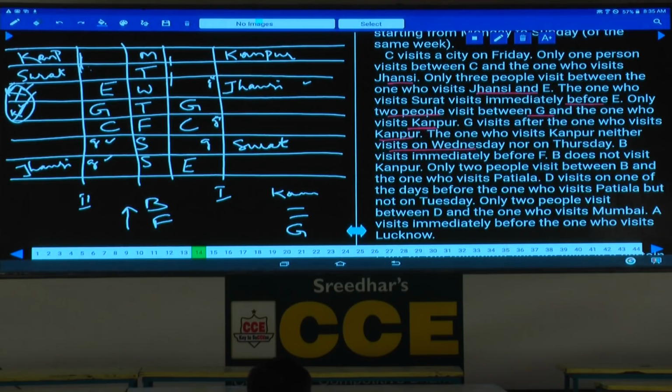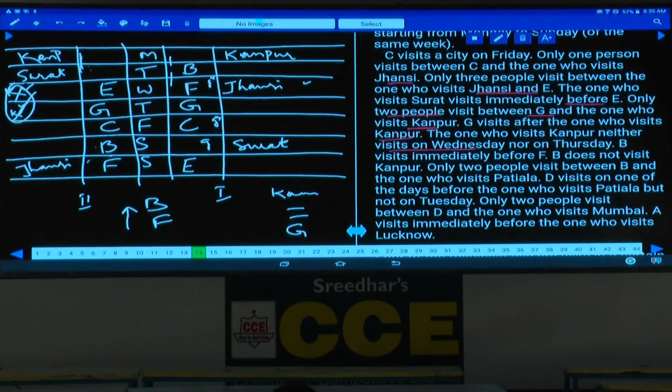And B visits immediately before F. B does not visit Kanpur. As B does not visit Kanpur, B cannot be here. As B cannot be here, hence B must be here. If B is here, F will be here. That is in case 1. Then coming to this one, B and F, where can this B and F be? Saturday and Sunday, because B is not visiting Kanpur. Hence, this is B and this is F, B and F. Then, B does not visit Kanpur. Next one. Only 2 people visit between B and the one Patiala.